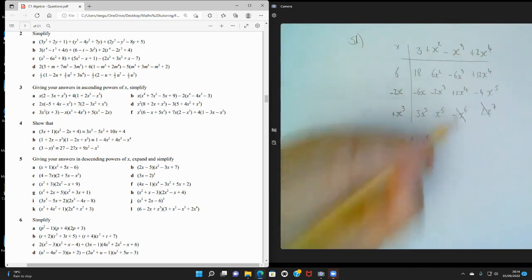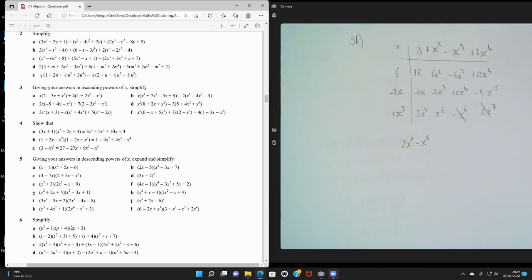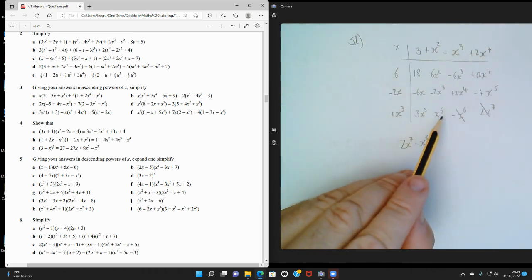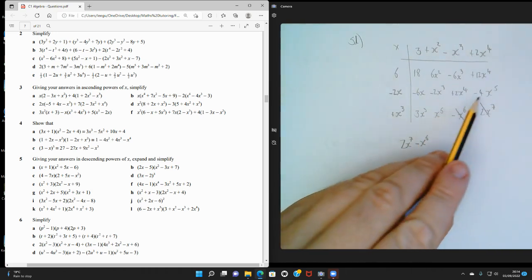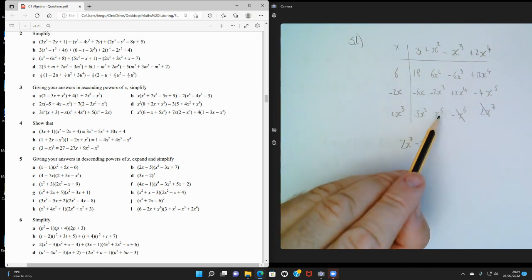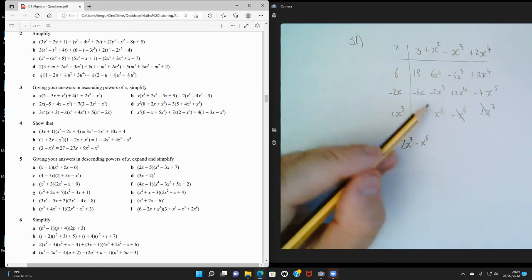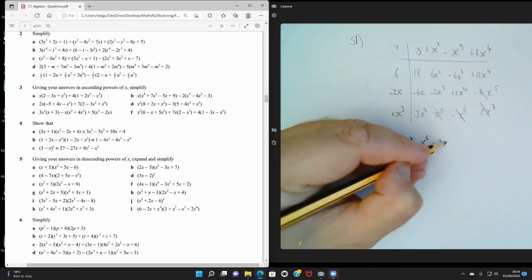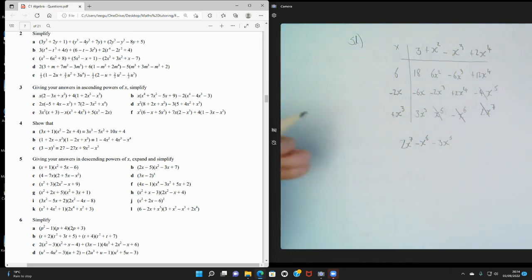There's no collecting of like terms to be done there. Here we've got a power of 5 and a power of 5. Think about a number line. I'm at 1 and I take away 4. I'm going to end up at minus 3. So this is going to go to minus 3x to the power 5.